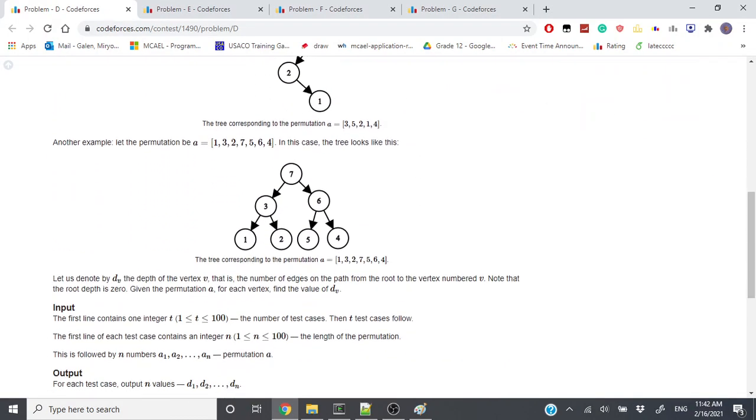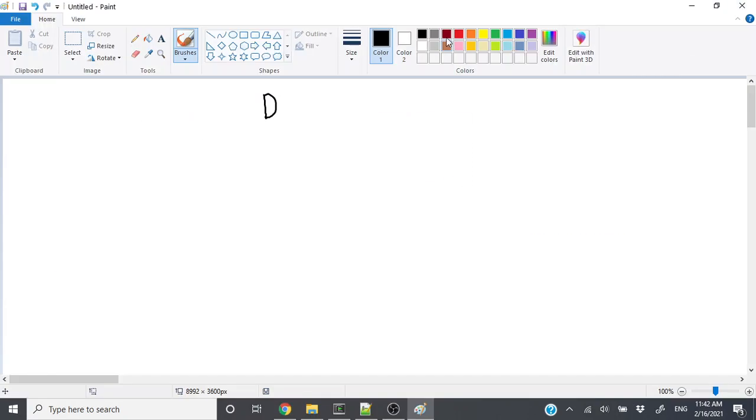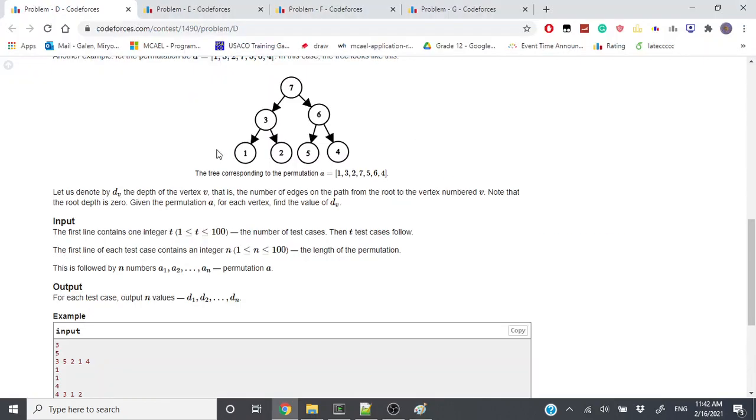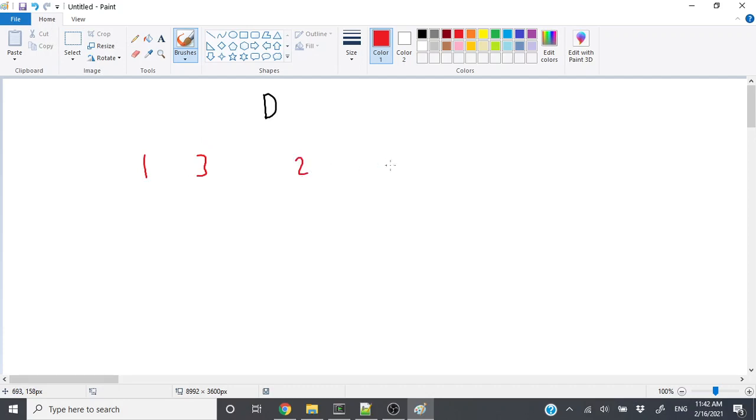We have a permutation, and we're going to build a tree out of this permutation. So let me show you how this works. 1, 3, 2, 7, 5, 6, 4.